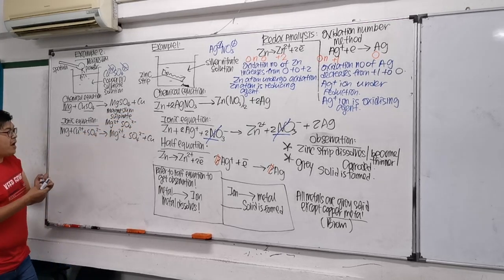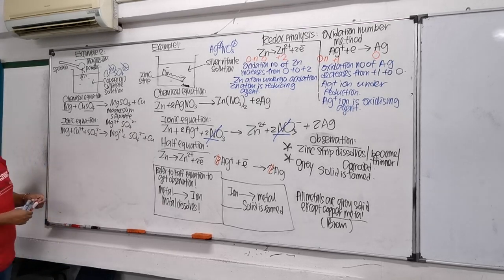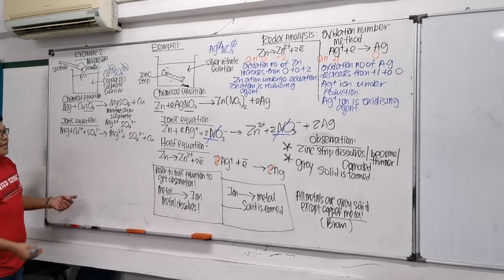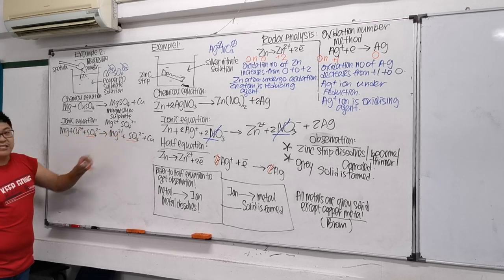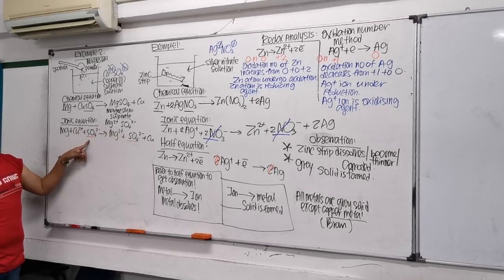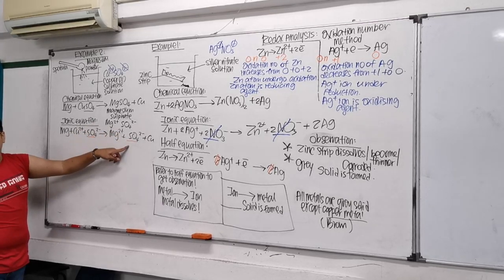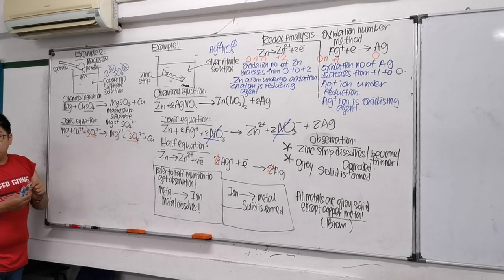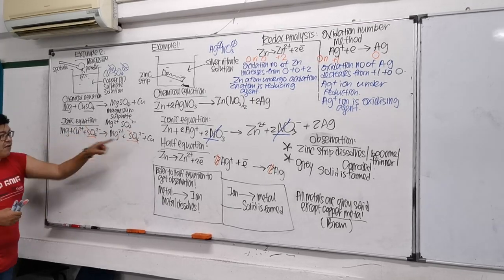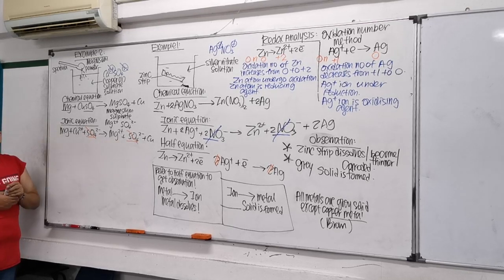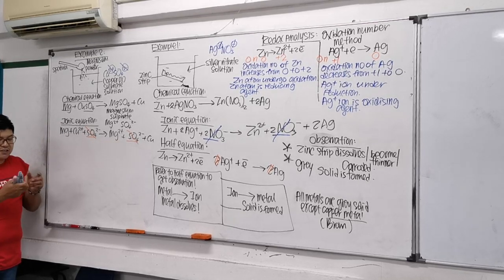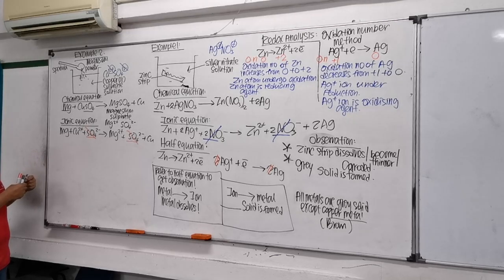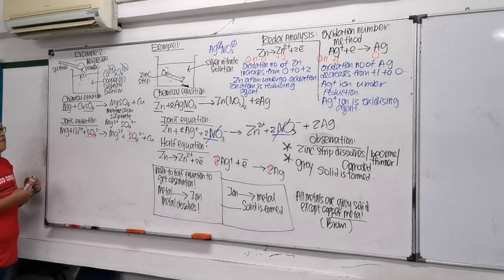Okay? Compare the left and the right. When you compare left and right, you realize that the SO4 doesn't change. SO4 on the left is 2-, on the right still 2-. It doesn't change at all. Anything that doesn't change, cut it off. Okay? So upon cutting, this final answer is the ionic equation already. Okay? Lastly, we are not satisfied with the ionic equation.